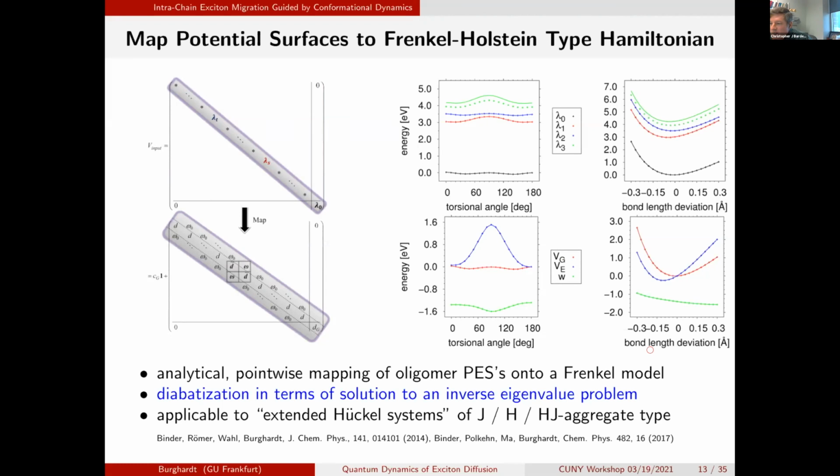Okay, I'm going to go to a private question from the private chat, which is, can you comment in a general way on the effects of the anharmonic potentials versus the harmonic potentials of the Frenkel-Holstein? Basically, what are the qualitative effects of anharmonicity?